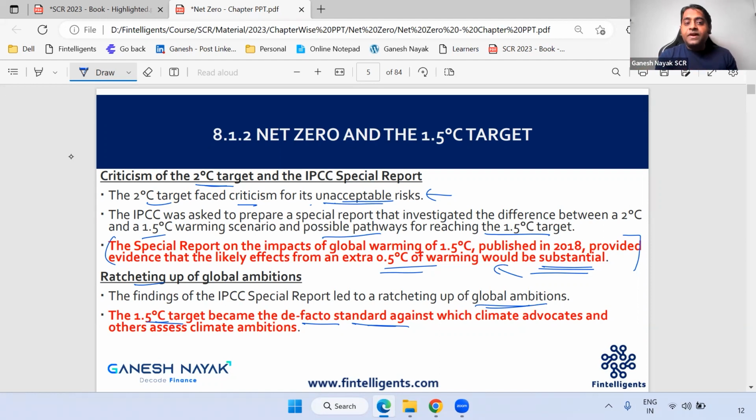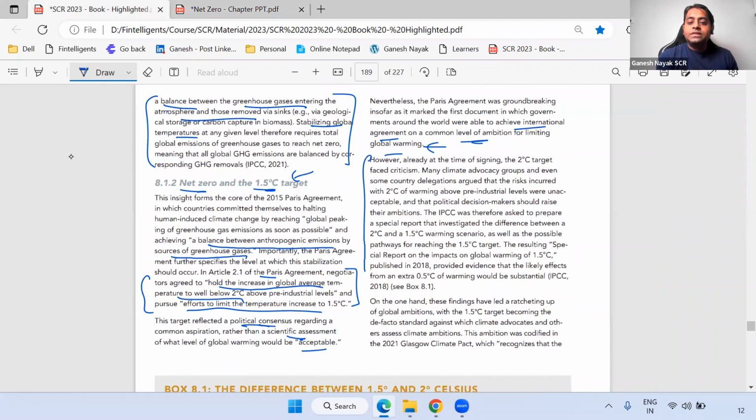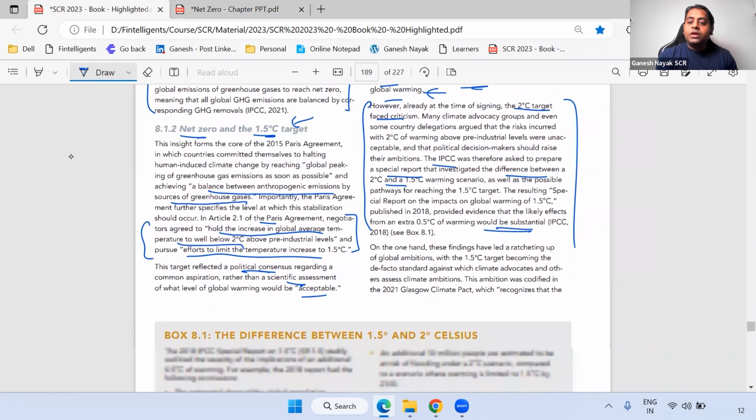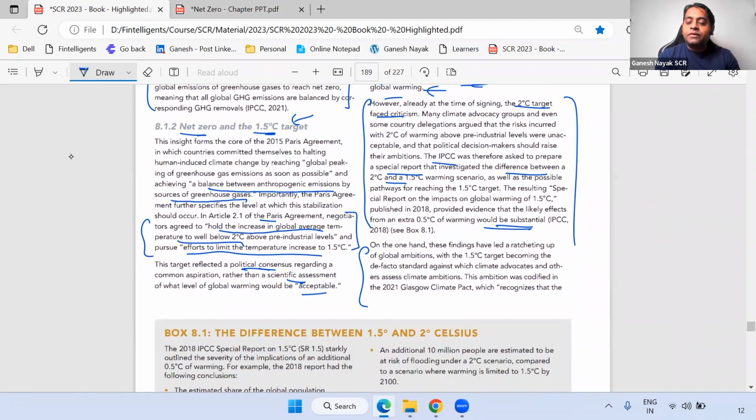But now the de facto standard is 1.5 degrees Celsius above the pre-industrial level, which is used by climate advocates and any country as their ambition to reach. This is where we have to stabilize the temperature. If I take a pause over here, this section talks about the 2 degrees Celsius target criticism. Then the IPCC came out with a special report talking about the difference, and they said the difference is very, very substantial.